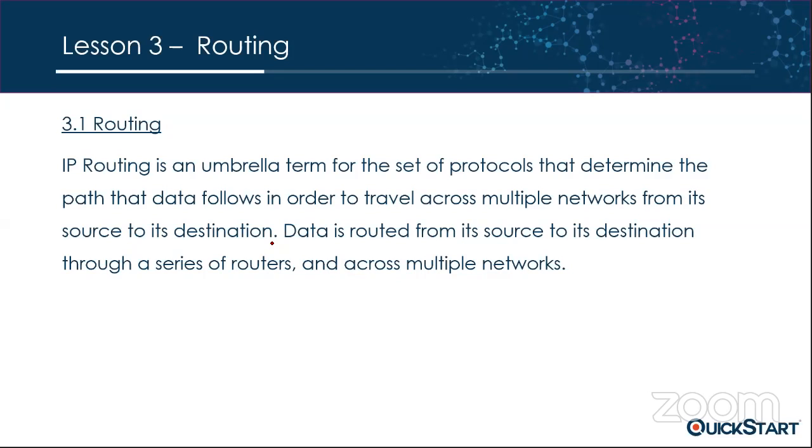There might be a lot of hops in between them, so it is the duty of the router to check, whether it's statically defined in the router, which packet needs to be sent to which router, and which would be the best path for the packet to be sent over. So data is routed from its source to destination through a series of routers, as I told you, and it can be done across multiple networks as well. Let's jump to the next slide.